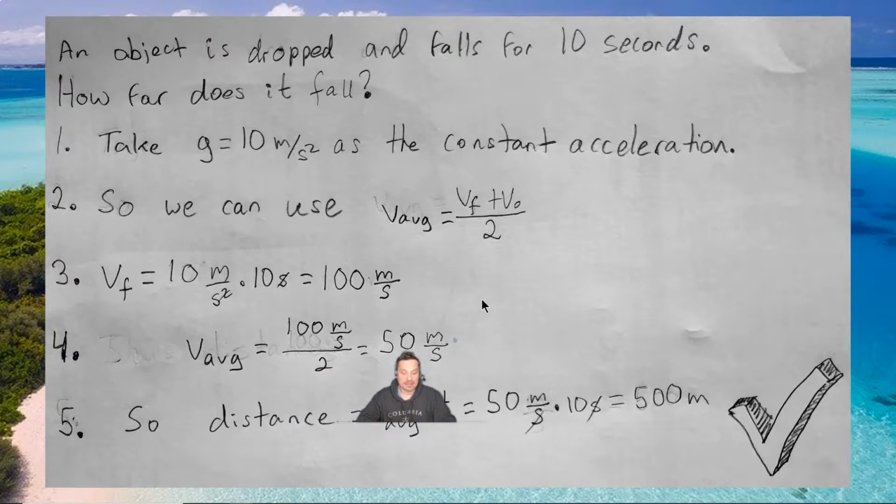And then, to find the actual distance, you can take the average velocity and multiply by the time. So that would be 50 meters per second times the 10 seconds. As you can see, these units of seconds will cancel off, and you're going to have 50 meters times 10, which is 500 meters. And that is, in other words, the answer to the question. Hence the big check mark.